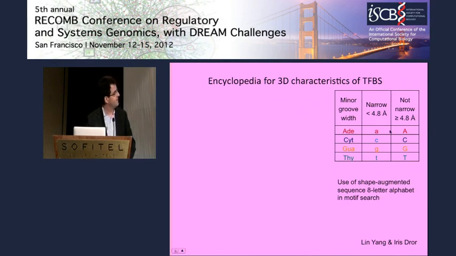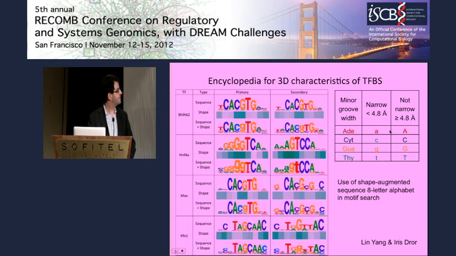One approach is that instead of a 4-letter alphabet, we use an 8-letter alphabet where the lowercase letters characterize regions where adenine, cytosine, guanine, or thymine are located in regions of narrow minor groove, and the capital letters in regions of wide minor groove. And using this, we are building a very extensive transcription factor binding site database, and we're also using this in collaboration with Bill Noble and Yael Mandel-Gutfreund for implementing new motif search algorithms.